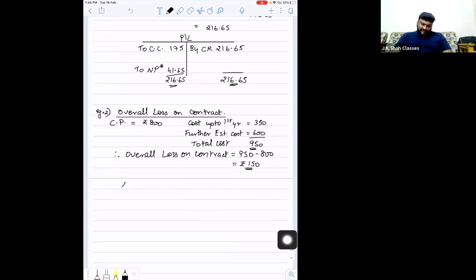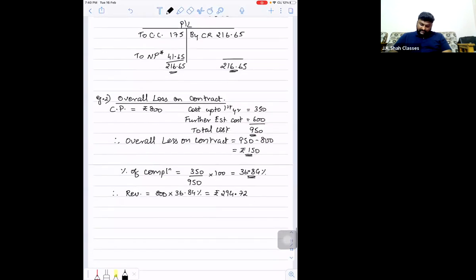So first, I'll calculate percentage of completion. So what is percentage of completion? Sir, 350 cost incurred divided by total cost 950 into 100. Can anybody please tell me the answer for this percentage? 36.84%. So therefore, revenue will be how much? 800 multiplied by 36.84%. Can anybody tell me the answer for this? 294.72.